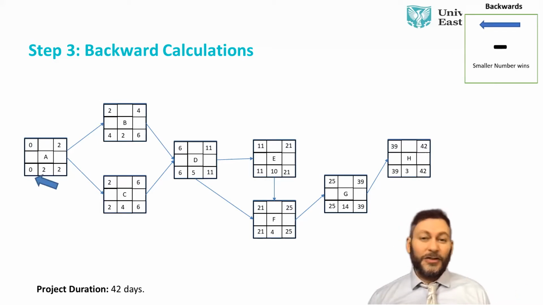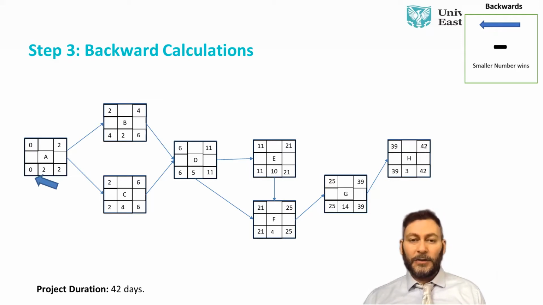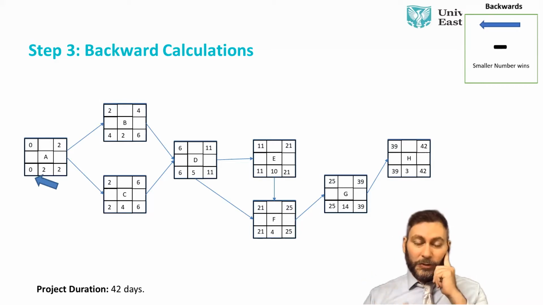And it's one of the checks you do here. If you have 0 and 0 as the backward calculation, then you know you did your calculation correctly. So when you have those 2 zeros, you know you did your calculation correctly.